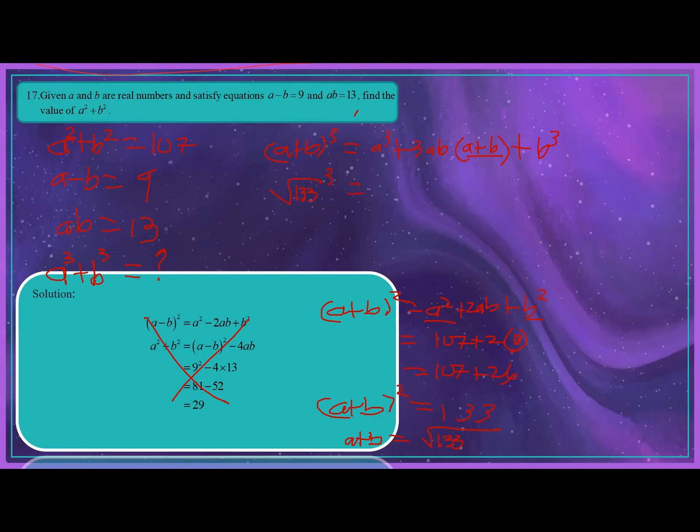Cubed equals a cubed plus 3 times 13 times square root of 133. Okay. Plus b cubed. So this is 133 square root of 133 plus a cubed plus 3 times 13, 39 square root of 133 plus b cubed. So a cubed plus b cubed would be 133 minus 39, 94 square root of 133. Okay.